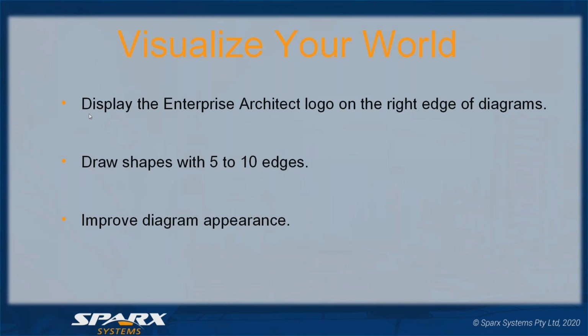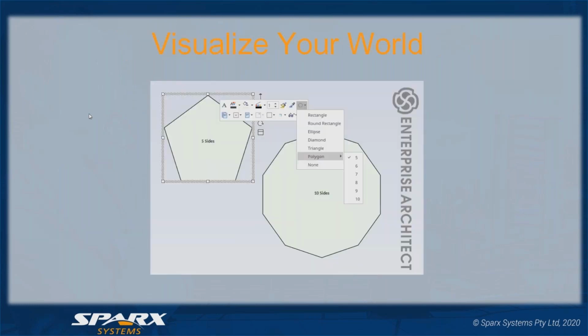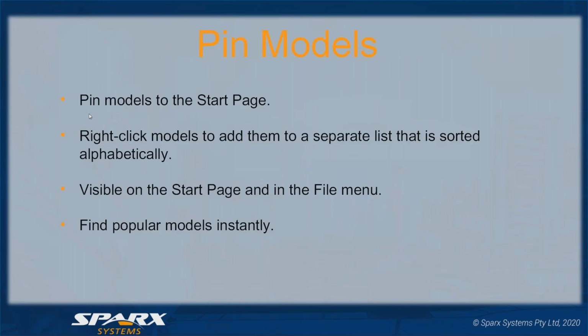So visualize your world. First of all, you can display the Enterprise Architect logo on the right edge of all of your diagrams. Using custom diagrams, you can now draw shapes with 5 to 10 edges. And there are a number of features to improve diagram appearance. So on screen, you can see a couple of polygons, and you can see you can create a 10-sided polygon. There are new features for navigating and managing diagrams. And as you can see, you've got the Enterprise Architect logo on the right-hand side of the page.